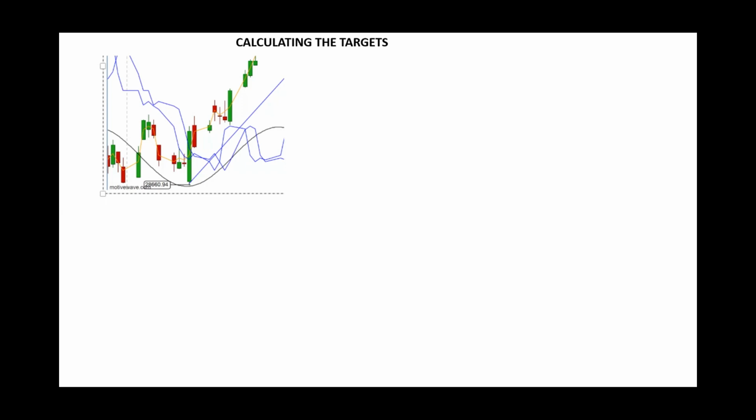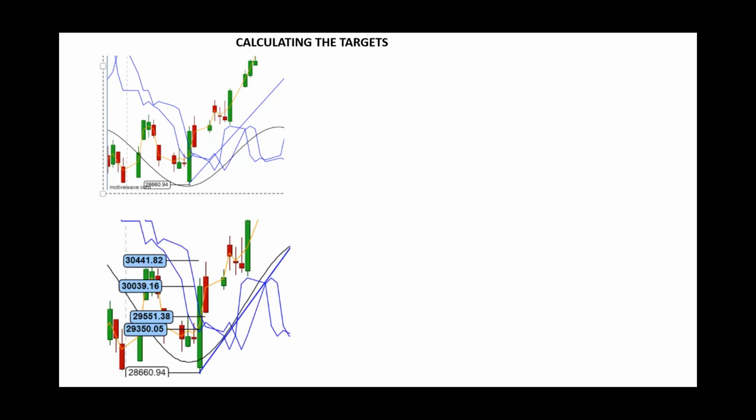How to calculate the targets? On this chart the price crosses above its cycle line at 29,551 and 29,350. You take the crossing point minus the low. Add the difference to the crossing point and you have 30,441 and 30,039 as a target zone.